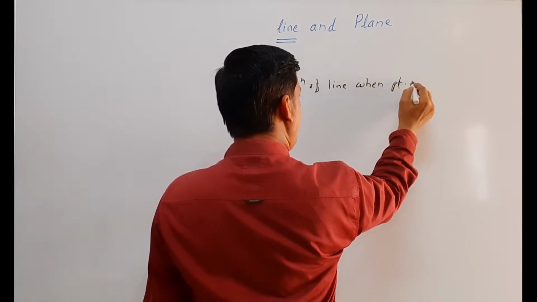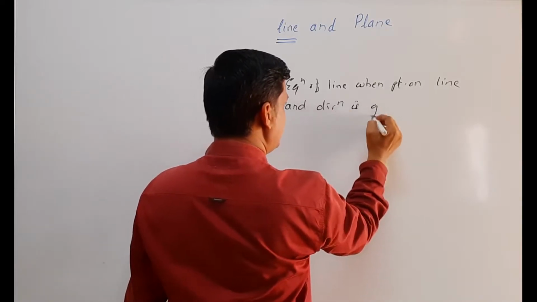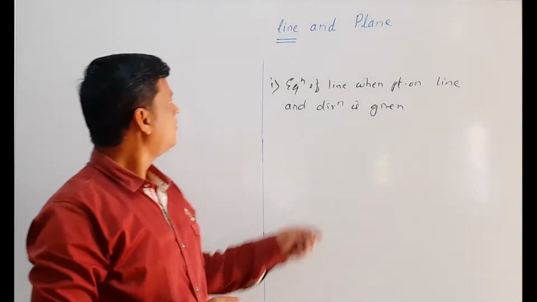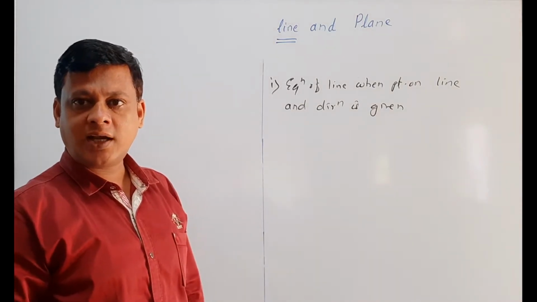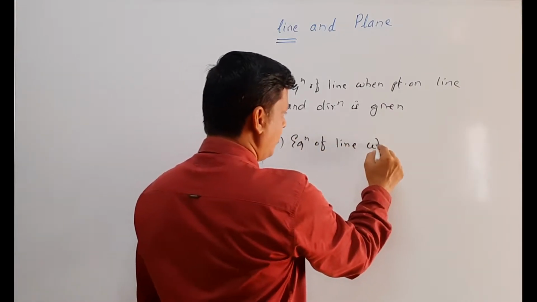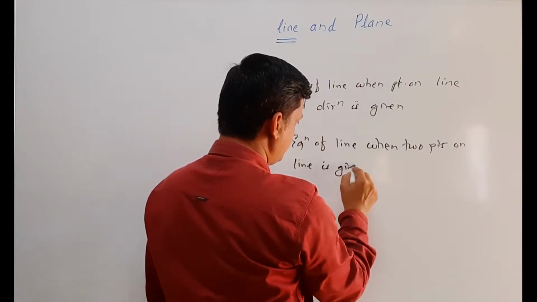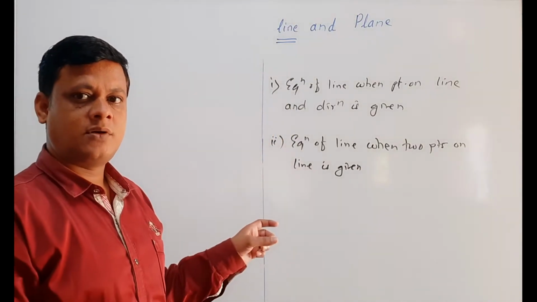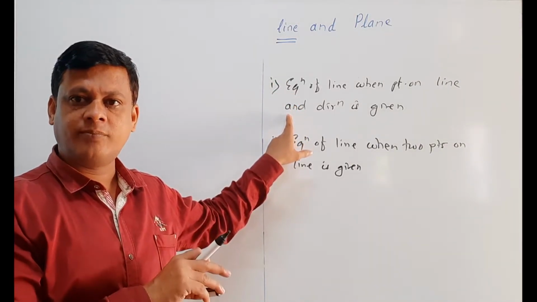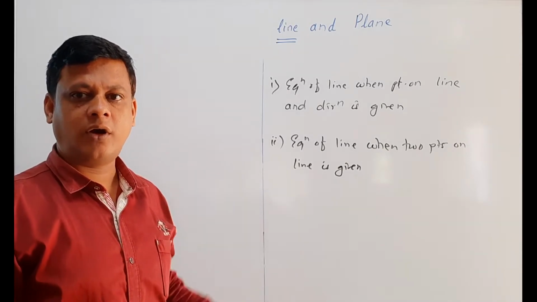Equation of line when point on line and direction is given. Now the second concept is when we have to find the equation of line and 2 points on that line are given, then we can find the equation of line. Equation of line when 2 points on line are given. That means here we consider two concepts for determining the equation of line. First, when we know the point on that line and direction of that line, and second is when we know 2 points on that line. From that we can find the equation of line.